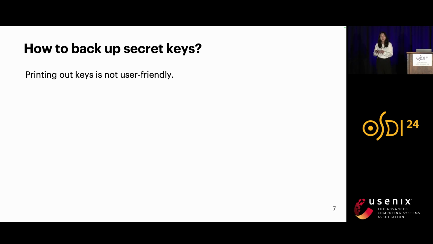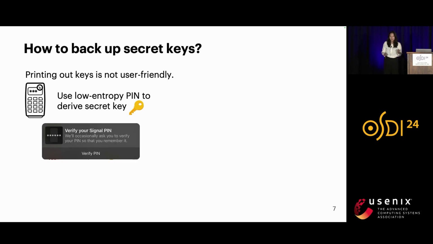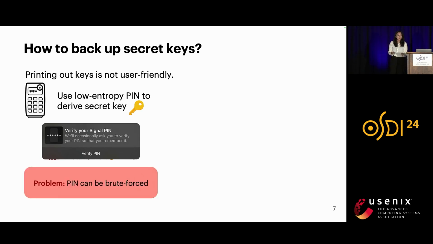And you could also print out paper keys. This is a way of storing your secret keys, but it's not user-friendly. It's kind of hard to expect your average user to be able to store a high entropy secret for a long period of time. And instead, what you could do is use a low entropy PIN to derive the secret key. And actually in Signal's Messenger UI, you always get reminded to re-enter your PIN, because without it, you can't recover your secret key. Unfortunately, because the PIN is low entropy, that means it can be brute forced.